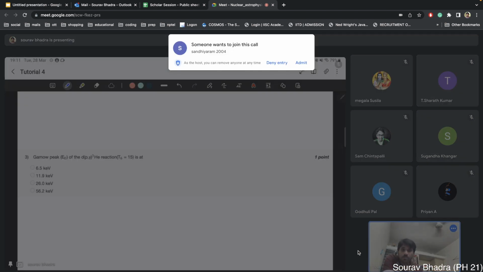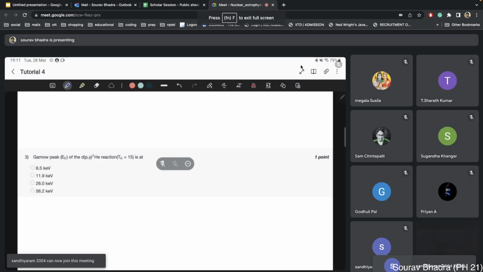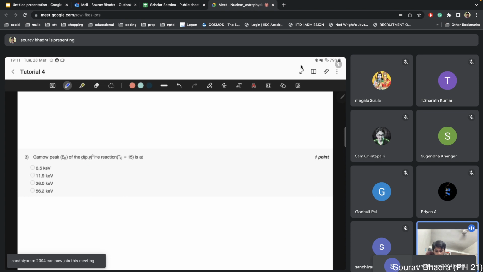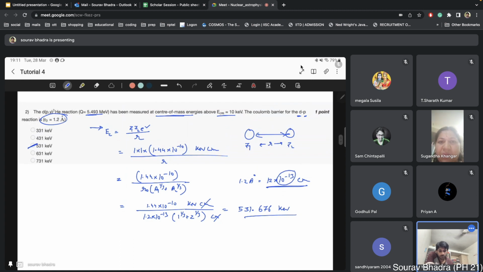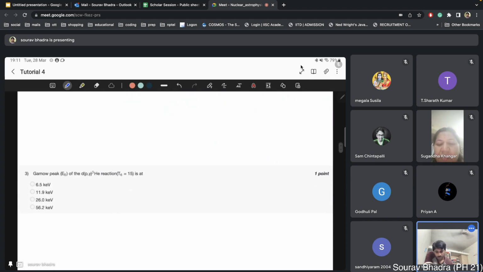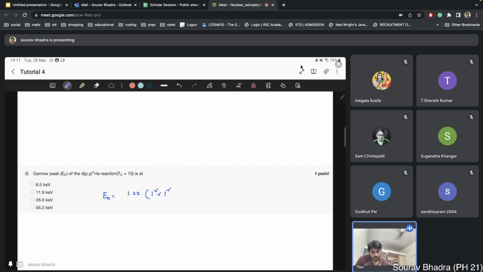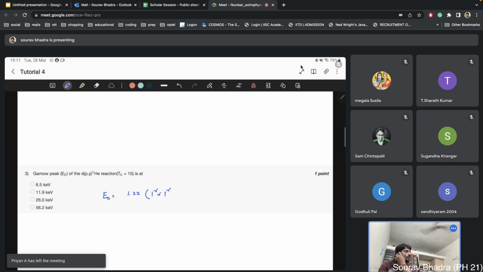So gamma peak. Yeah, so the gamma peak again. Remember we are considering the D plus P reaction, that means deuterium plus proton reaction. So for the gamma peak, for the same thing we can calculate E0 = 1.22 (Z1² Z2² mu T6²)^(1/3), because deuterium has also one proton and an additional neutron. So Z will be 1, but the mass number A will be 2, and T6 is given as 15 again. So the same type of problem, 15 squared, and that will be 1 by third.